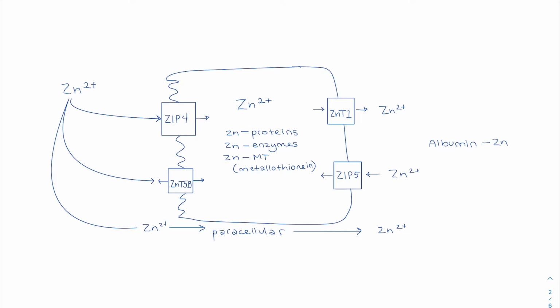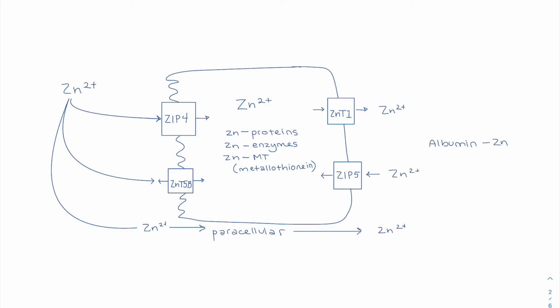ZIPs, this ZIP4, can bring it into the cell. This zinc transporter 5B can also bring it into the cell, but typically the transporters can also bring it outside of the cell. So you see that arrow going that way. Same here, the transporter can take it out of the cell, and ZIPs bring it in. So here I have ZIP4.